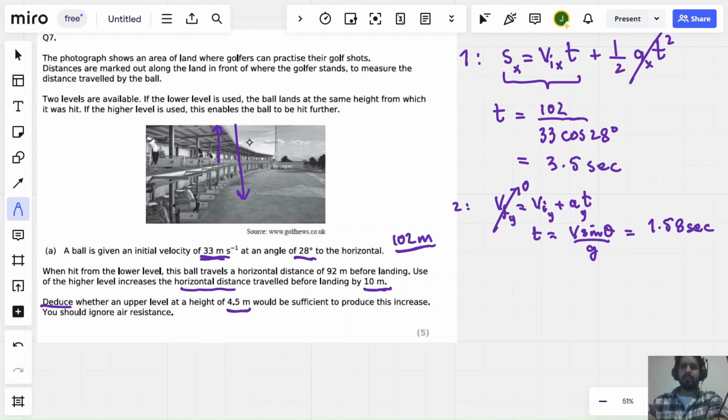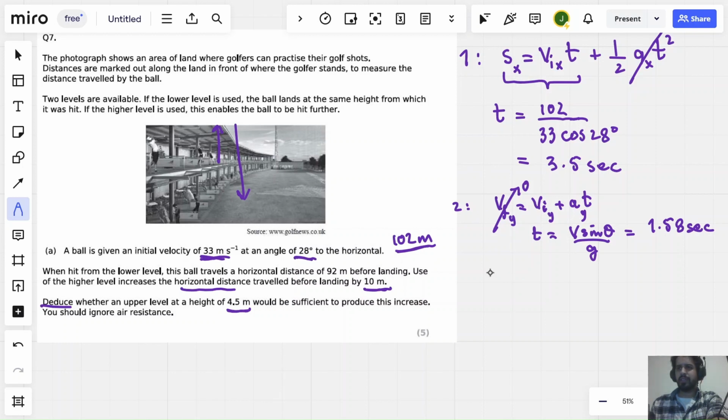Now, to find the time for the second half of its motion, we cannot use the same equation that we used here because we don't know the final velocity. The initial velocity in the y direction is just 0 because it is starting from rest. At the maximum height, it was at rest, so the initial velocity will be 0. But we don't know the final velocity just before it hits the ground. So that's why we cannot use this equation.